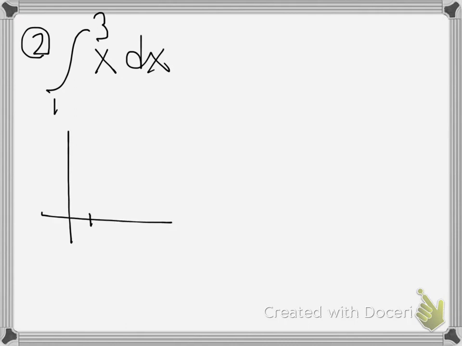Numero dos. The integral from 1 to 3 of x dx. And so you might be thinking, this is just a line. How can I find the area of a line? Well, sillies, we got to graph it. So when I graph said line, when I plug in 1, I get 1. When I plug in 3, I get 3. So my line looks like this.